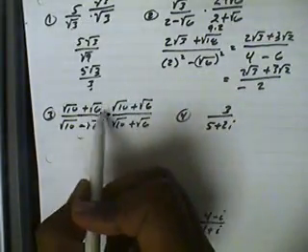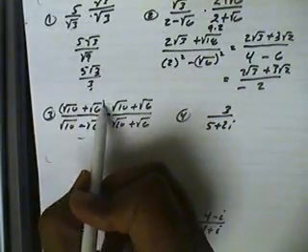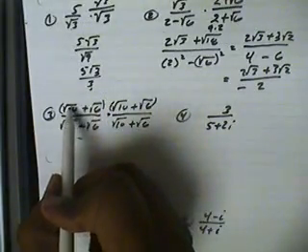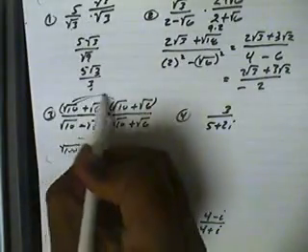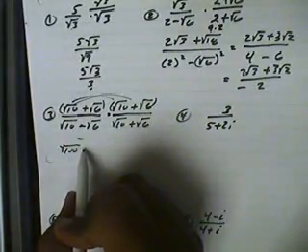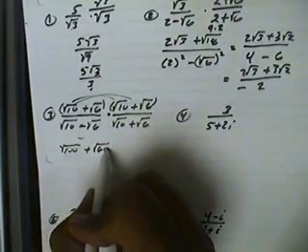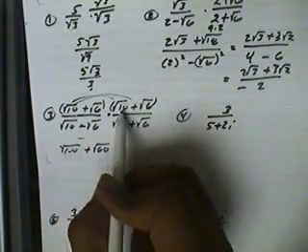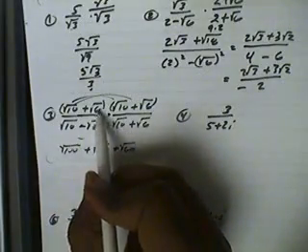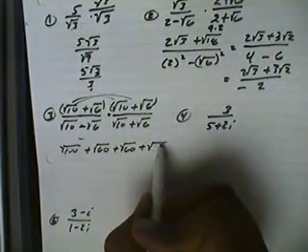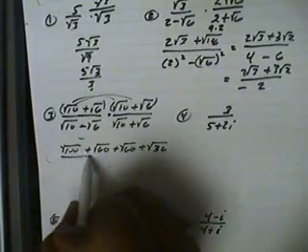So in the numerator, I'm going to have to FOIL because I have binomials. So square root of 10 times square root of 10 is square root of 100. Square root of 10 times square root of 6 is positive square root of 60. Square root of 6 times square root of 10 is again positive square root of 60. And the square root of 6 times square root of 6 is positive square root of 36.